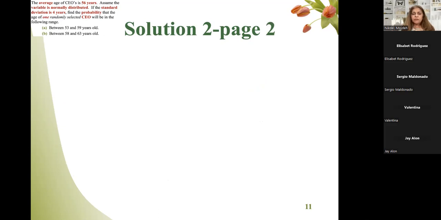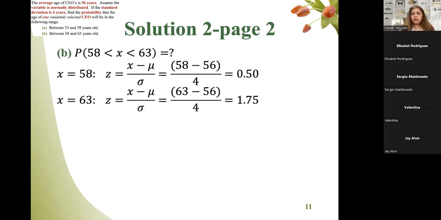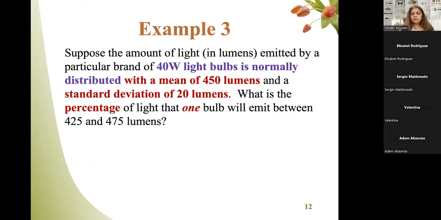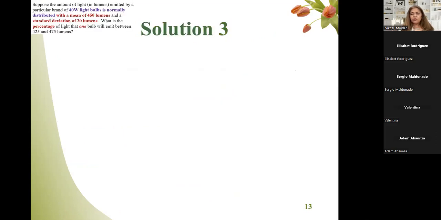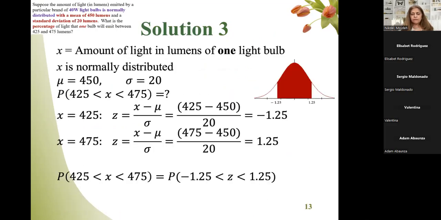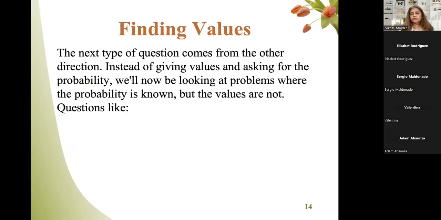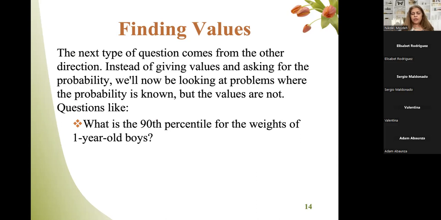Part B is exactly the same, but in part B, both Z's became positive. I had to do the same thing. And example 3 is similar to example 2, so I'm not going to look at it. Sometimes you have to do the opposite. We give you the probability, you have to find the Z. And this is the inverse norm that we use. Like what is the 90th percentile for the weight of a 1-year-old boy and so forth.